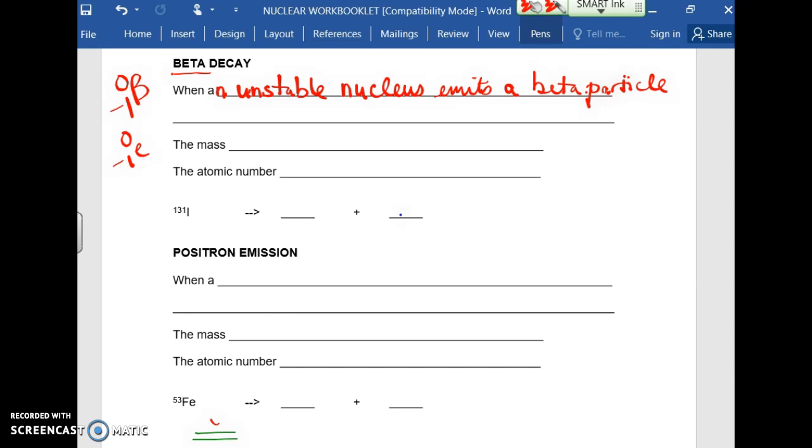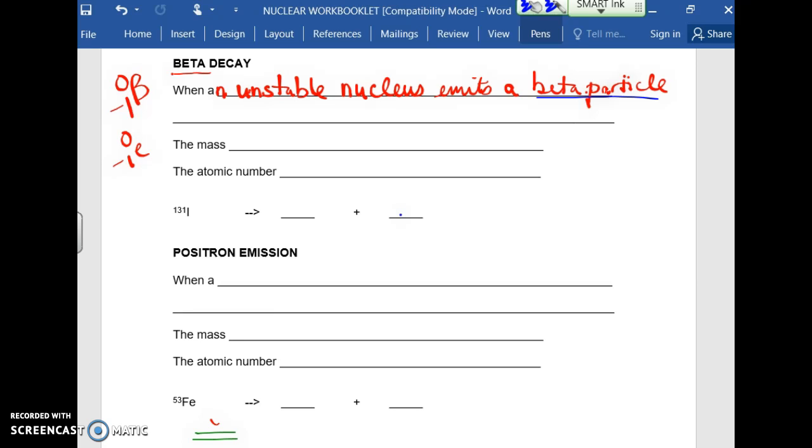If you remember, I said a beta particle is the same exact thing as an electron, but that might confuse some of you, having accepted my statement that the nucleus only contains protons and neutrons, no electrons. How can I emit something that I don't have in the first place? Well, the answer is very, very interesting.